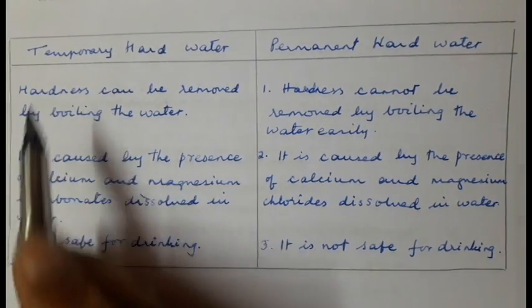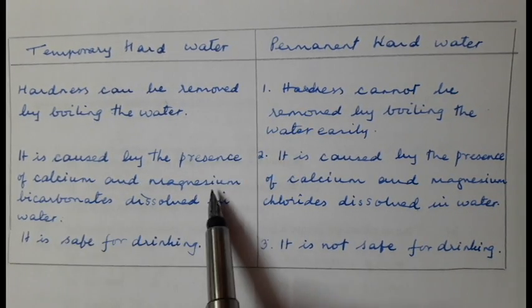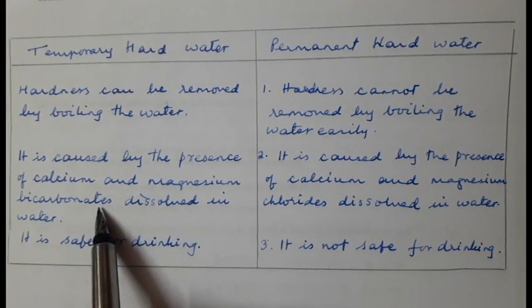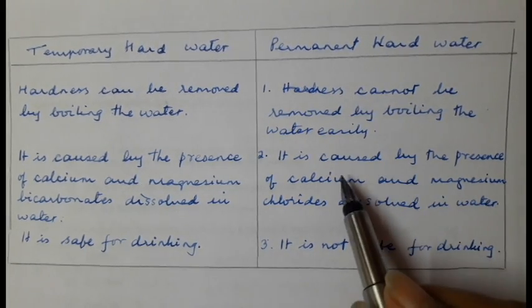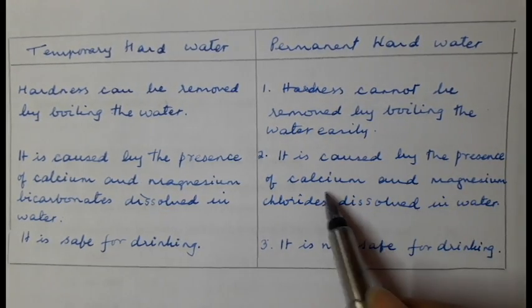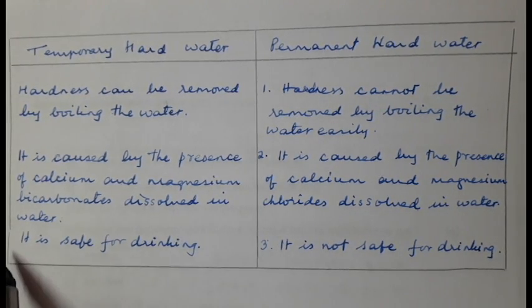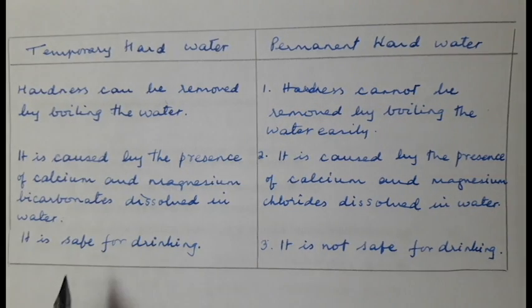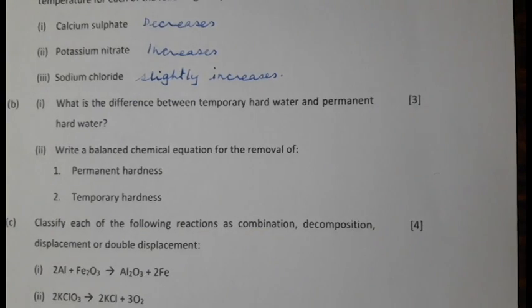Second one, temporary hard water is caused by the presence of calcium and magnesium bicarbonates which are dissolved in water. But permanent hard water is caused by the presence of calcium and magnesium chlorides dissolved in water. Number 3, temporary hard water is safe for drinking, but permanent hard water is not safe for drinking.